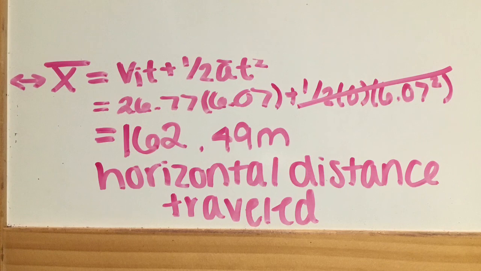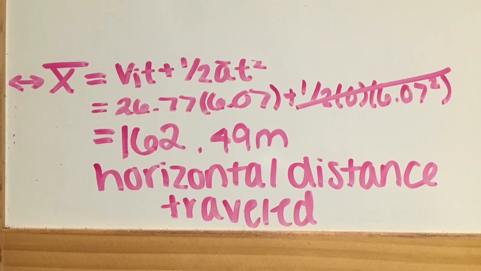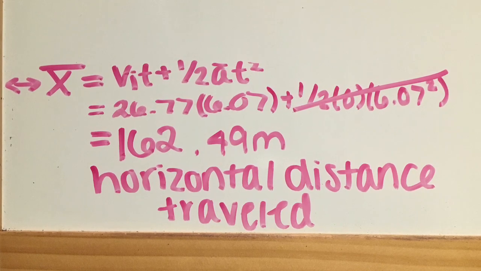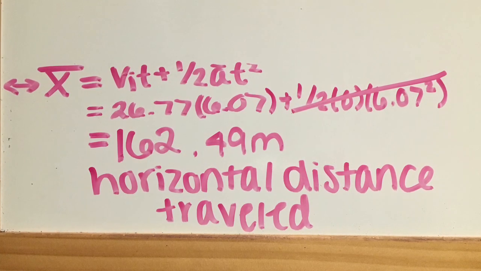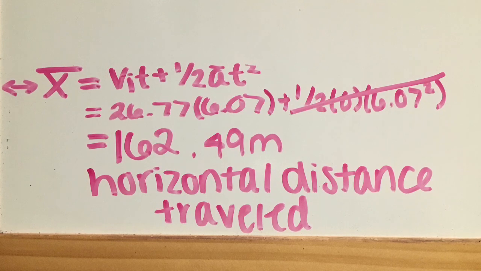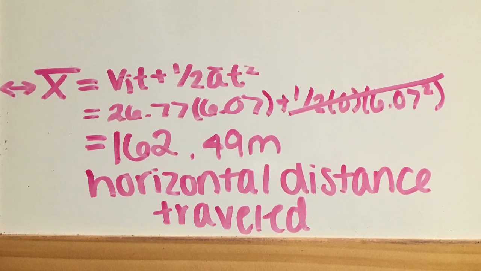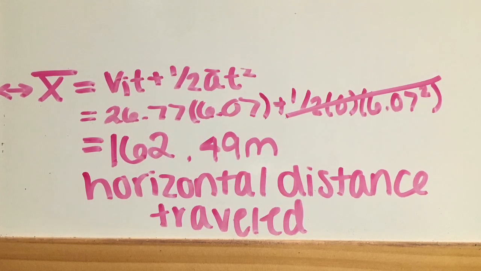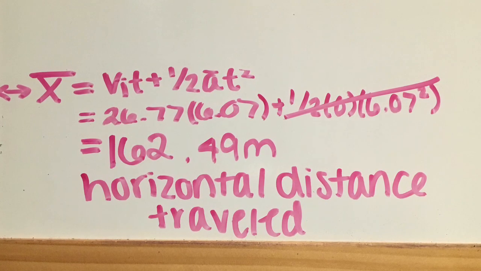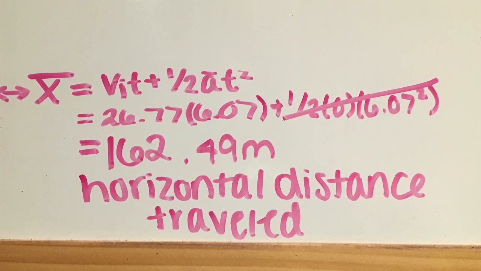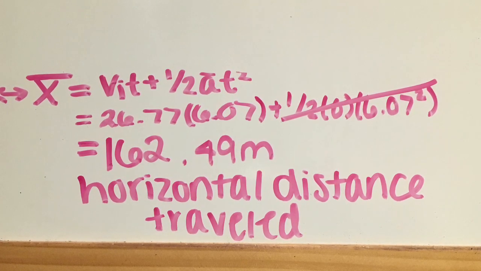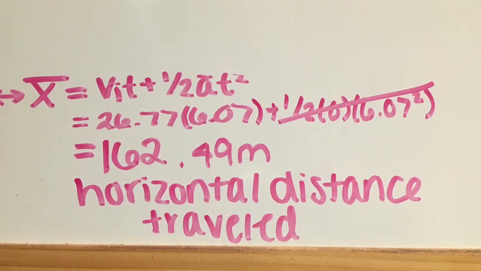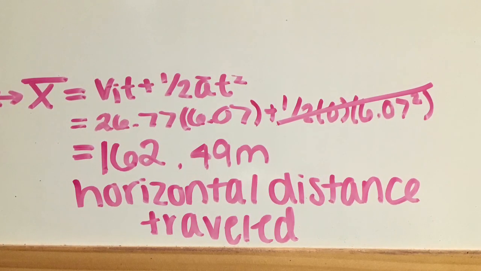Our last part in solving this problem is to find what the horizontal distance traveled was. We will be using the same displacement equation in order to find the horizontal displacement. Plugging our numbers in from the horizontal components, displacement equals 26.77 meters per second times 6.07 seconds plus 1/2 times 0 meters per second squared times 6.07 seconds times 6.07 seconds.